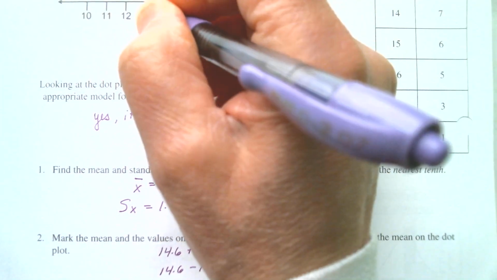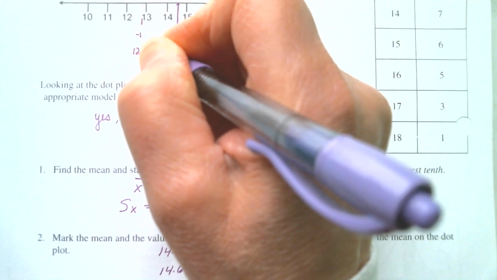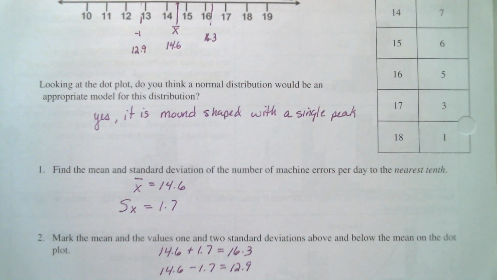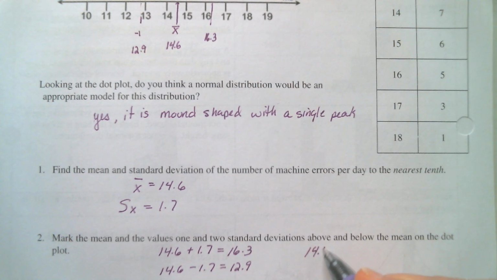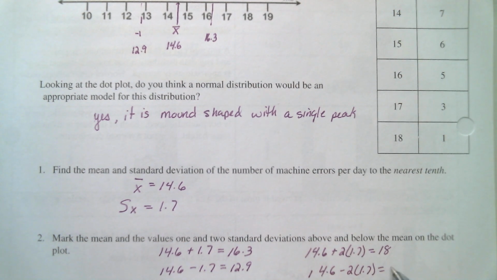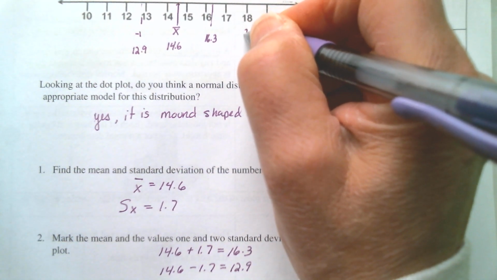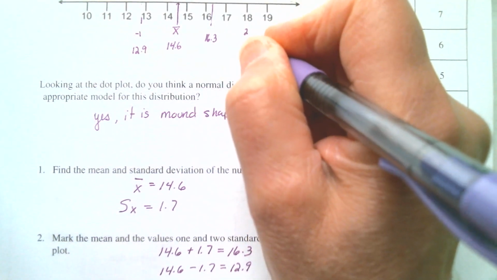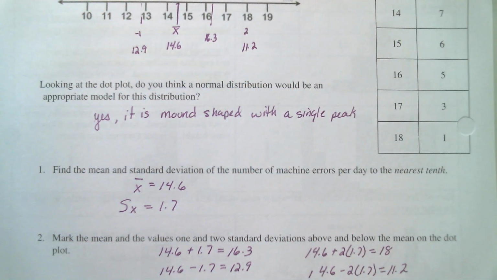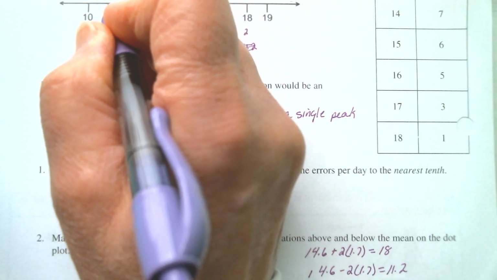Minus 1 standard deviation, 12.9. Minus 1 standard deviation. And if we take 14.6 plus 2 standard deviations, that brings us to 18, and 14.6 minus 2 standard deviations is 11.2. So 18 is 2 standard deviations. I put the wrong value. And 11.2 about here.